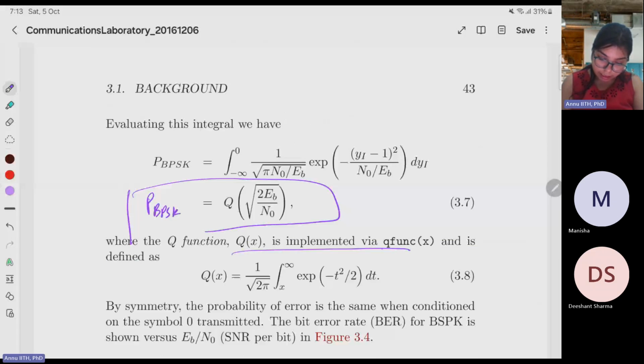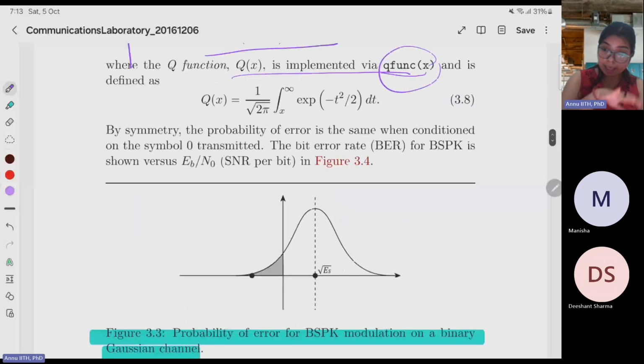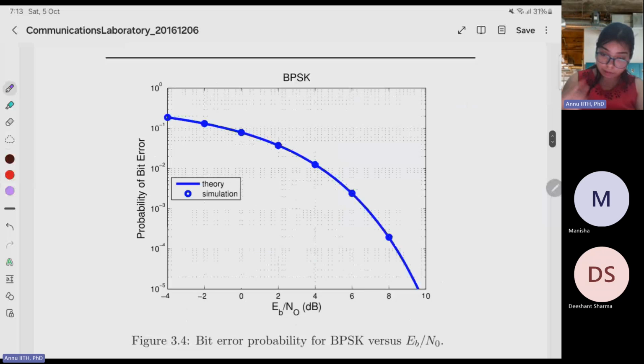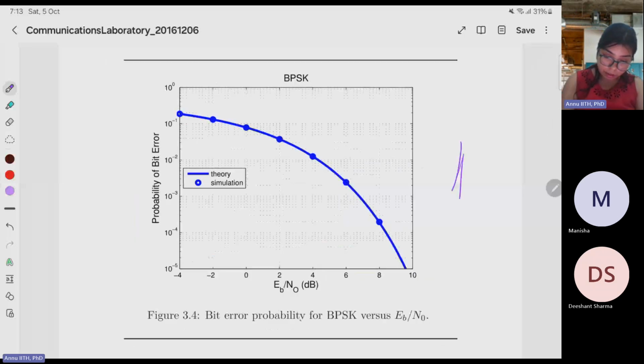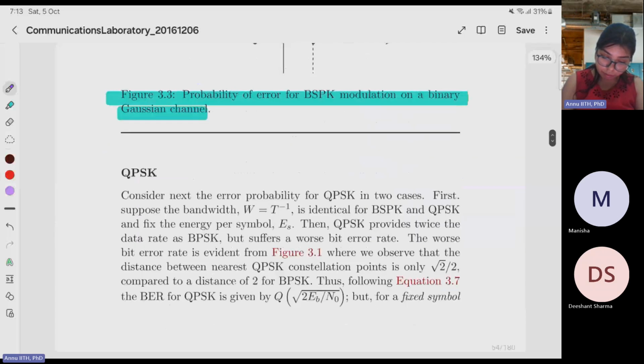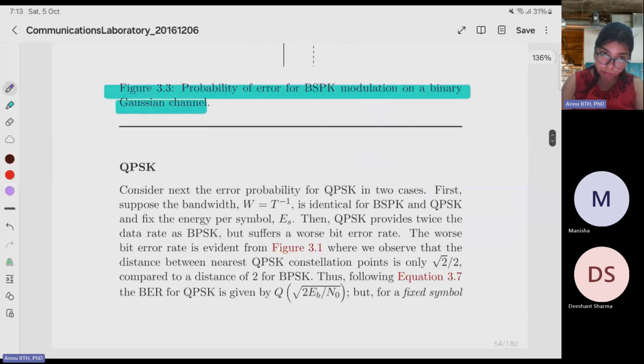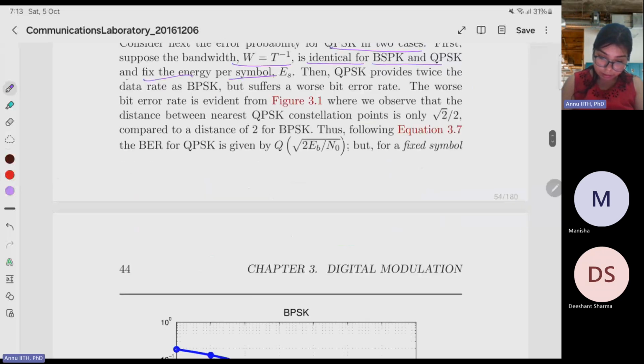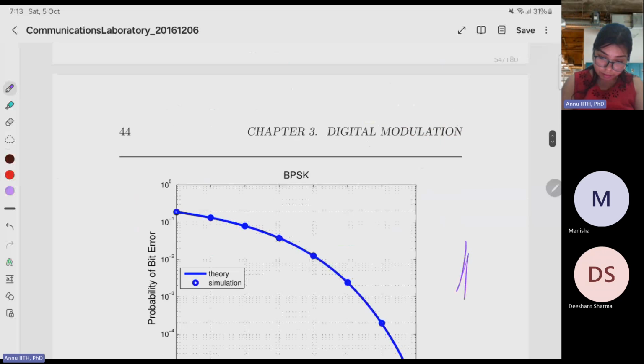Now considering QPSK, the probability of bit error rate decreases exponentially. You can see here, this is theory versus simulation. Consider the bit error probability of QPSK in two cases. First, suppose the bandwidth W equals the inverse of the symbol period. It is identical for BPSK and QPSK at fixed energy per symbol, Q of root 2 Eb by N naught. And for this reason, QPSK is said to be more spectrally efficient than BPSK.